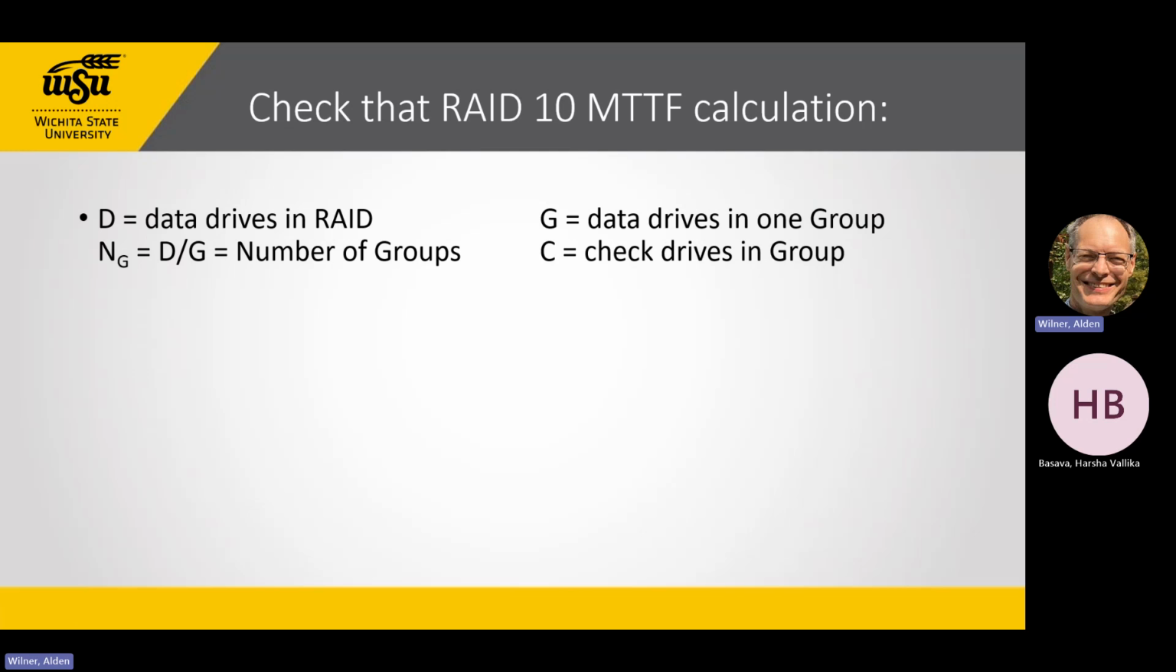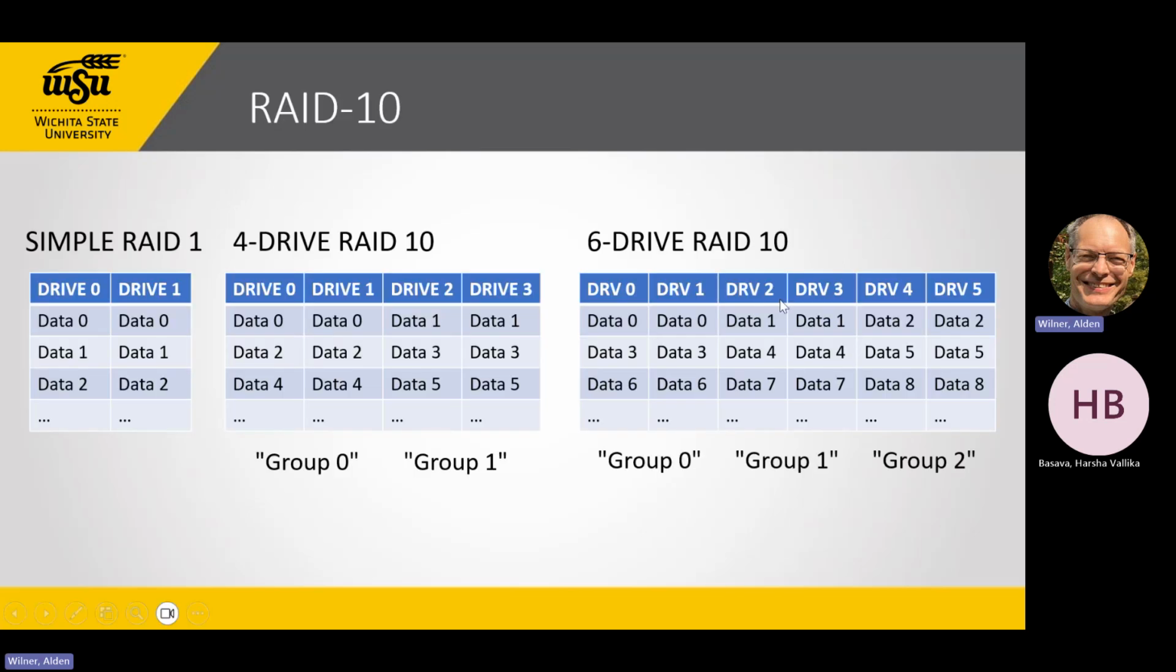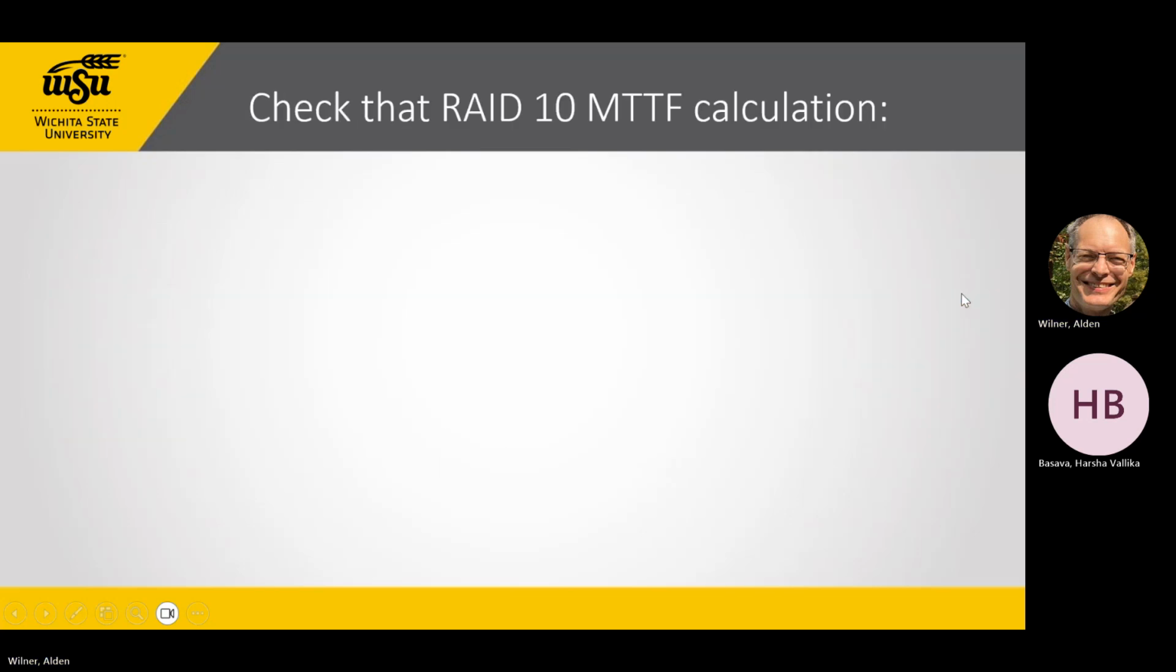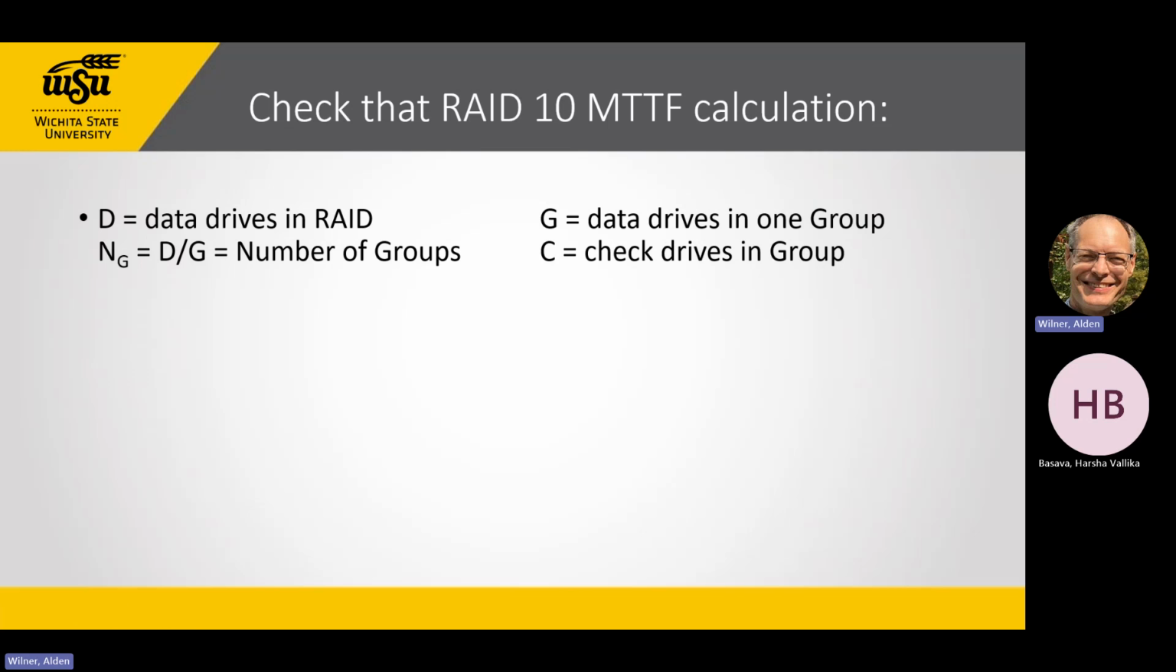So let's check that MTTF calculation. All right, supposing we have 3 data drives in our RAID, 1, 2, 3. And 3 parity or check drives, mirror drives, 1, 3, and 5. And then in each group, there's 1 data drive and 1 check drive. And we have 3 groups. Right? We have 2 divided by 1, our number of drives in the RAID is 6, divided by the number of groups is 3, so we get our number of drives per group is 2.